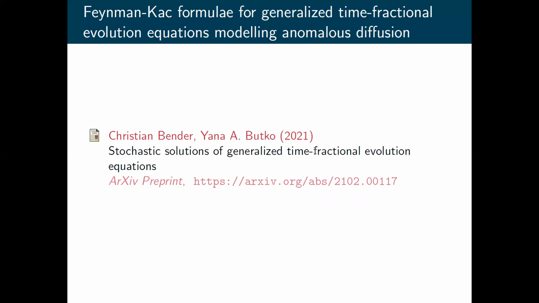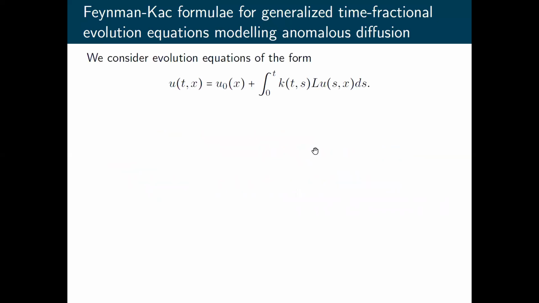And so I have a few minutes to give an outline of what happens in this paper. So we consider evolution equations of this form, where K is a memory kernel of a general type, so not necessarily convolution type. And L is a generator of a Markov process.